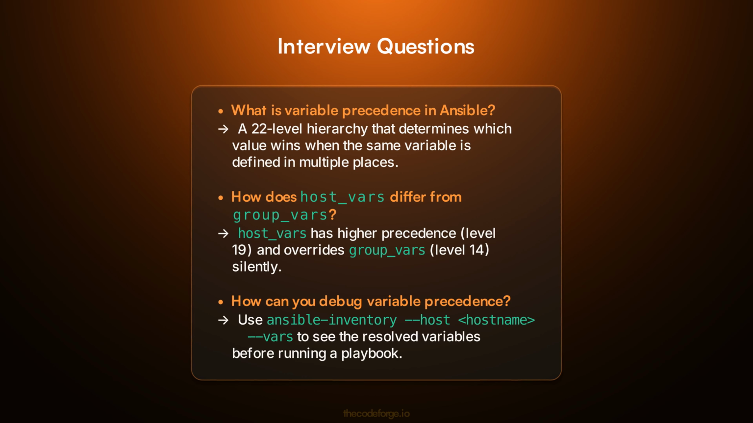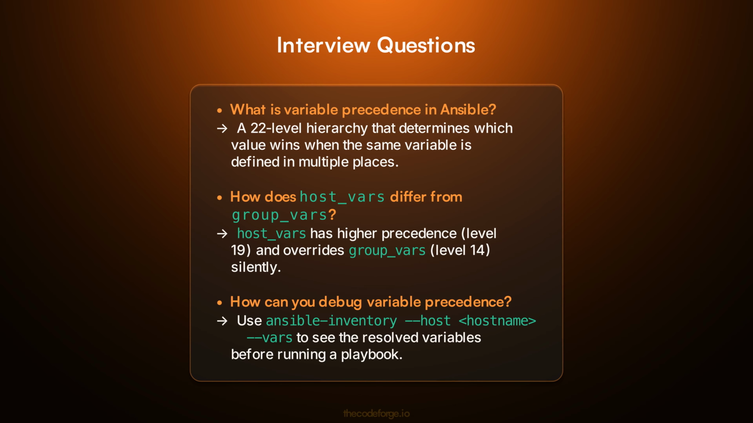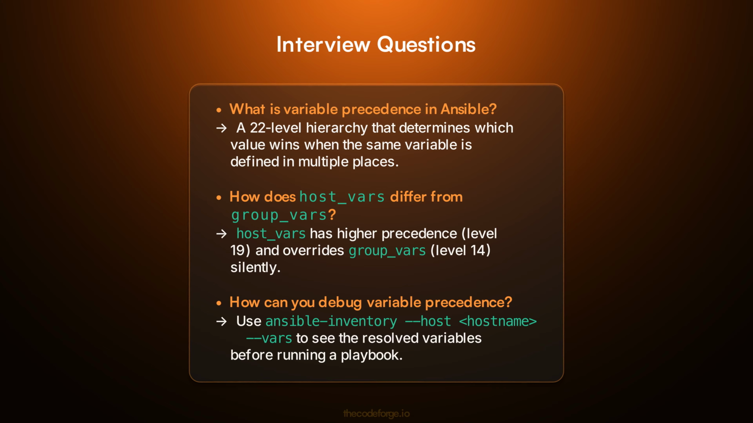Let's run through some common interview questions. What is variable precedence in Ansible? A 22-level hierarchy that determines which value wins when the same variable is defined in multiple places. How does host_vars differ from group_vars? host_vars has higher precedence, level 19, and overrides group_vars, level 14, silently. How can you debug variable precedence? Use ansible-inventory --host hostname --vars to see the resolved variables before running a playbook.